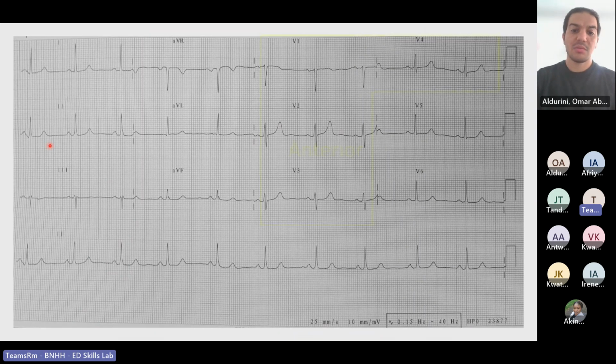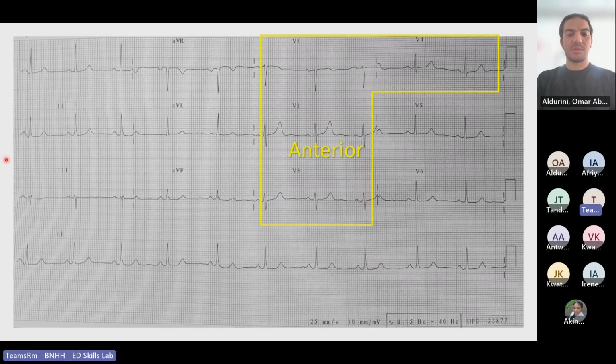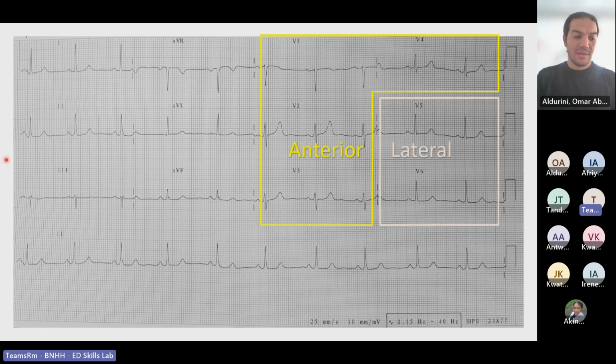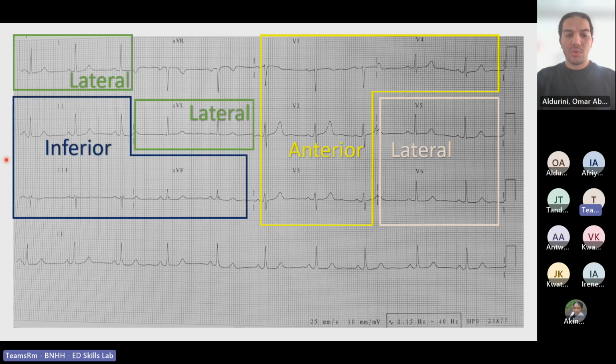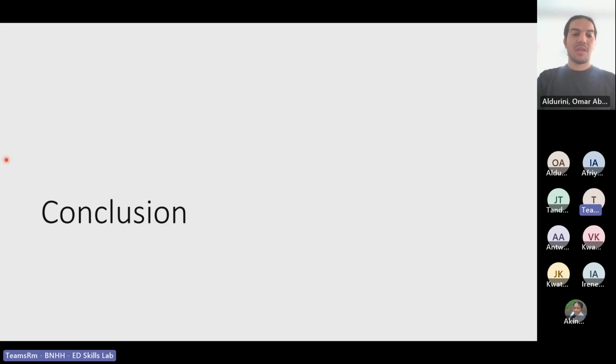Okay, so let's review which area is represented by which leads. The anterior wall is represented by V1 through V4. The lateral area is represented by V5, V6, lead 1 and AVL. The inferior wall is represented by 2, 3, and AVF. And the right wall that we usually forget about is represented by the AVR.